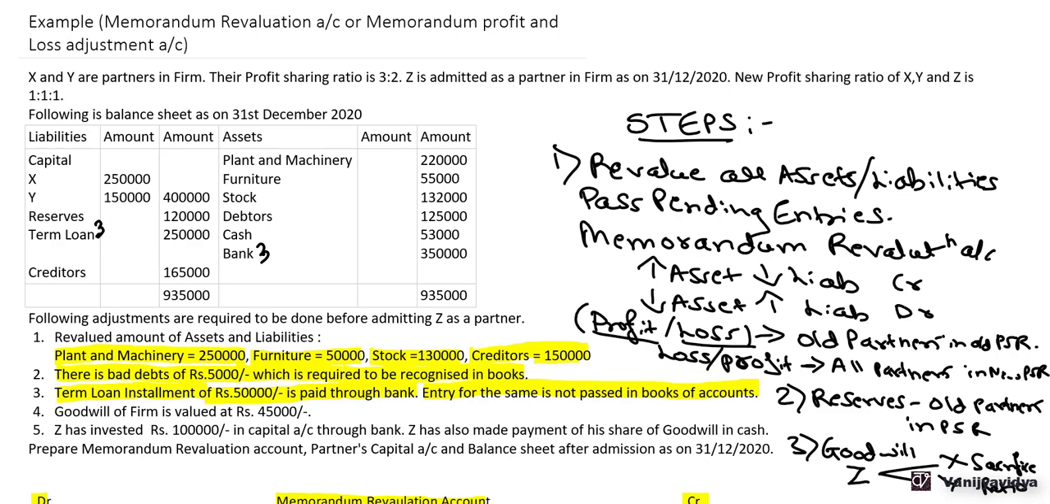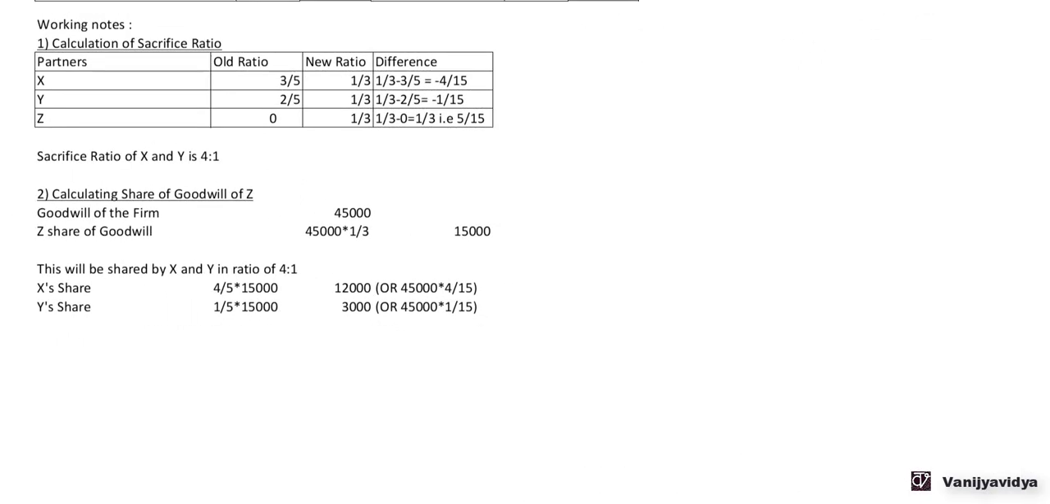45,000 is the amount of the goodwill. The old profit sharing ratio is 3:2. The new profit sharing ratio is 1:1:1. So now, working notes. 1. Calculation of the sacrifice ratio. So we have partners X, Y and Z. Then old ratio and new ratio and the difference.